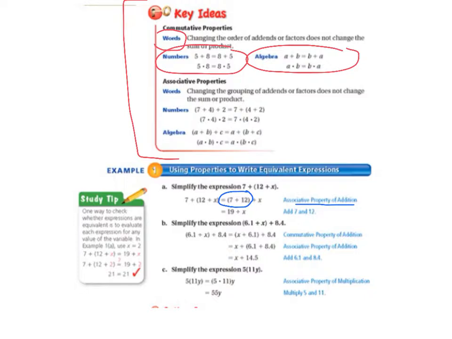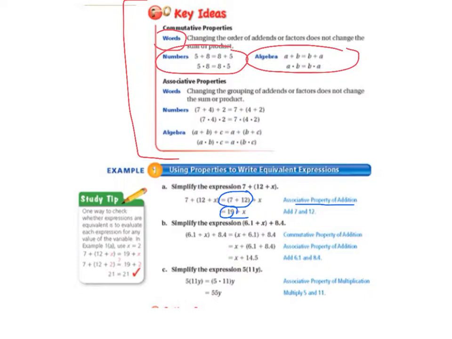So 7 plus 12 equals 19. And then we add the 19 plus x. So whenever we find out what x is, we'll add that on. So we simplified that, and so it makes it so there are fewer terms. That's what makes it simplified. 7 plus 12 turns into 19, and our simplified expression is 19 plus x.